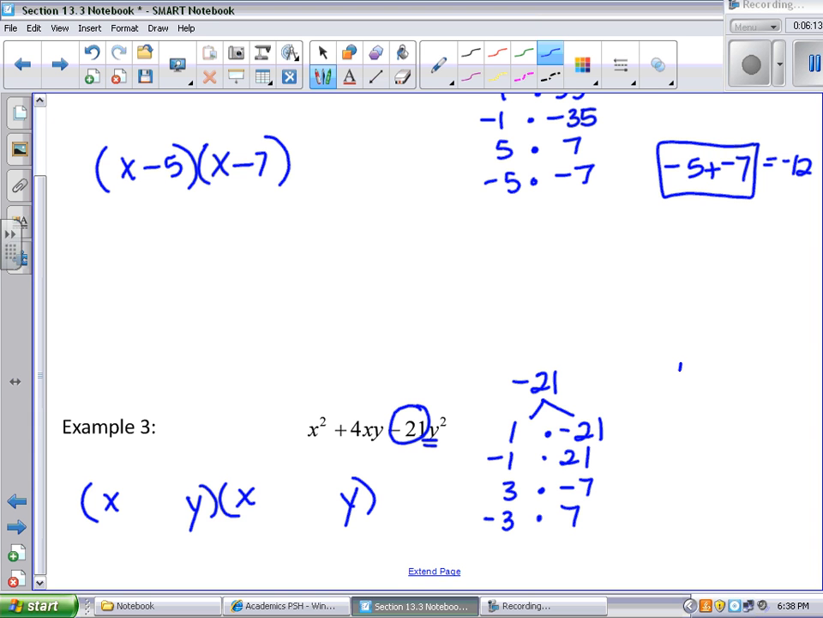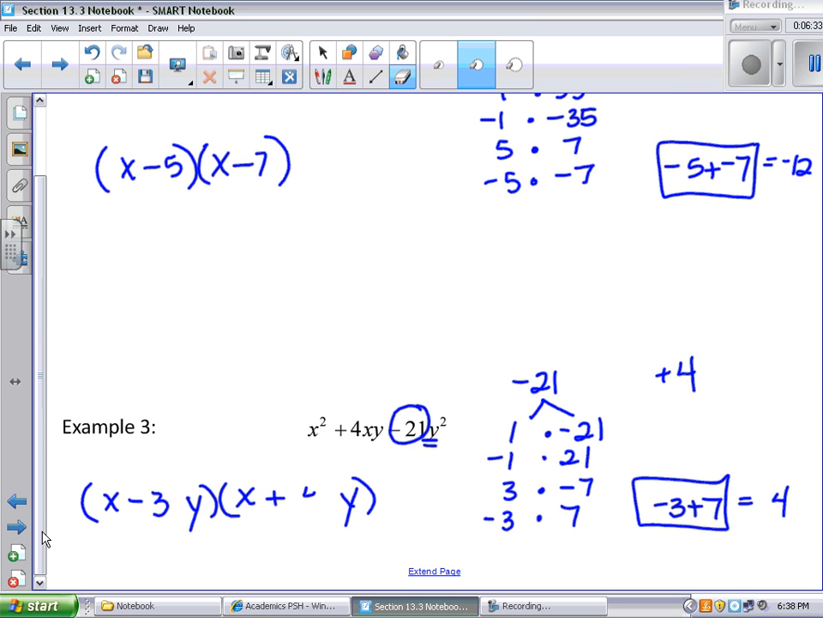The middle coefficient is 4. Which of these combinations adds up to a positive 4? Negative 3 plus 7 is 4. So that again tells me which combination of numbers I'm going to put in my parentheses. Minus 3 plus, not 4, but plus 7.